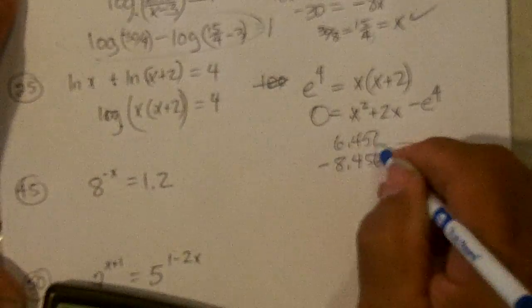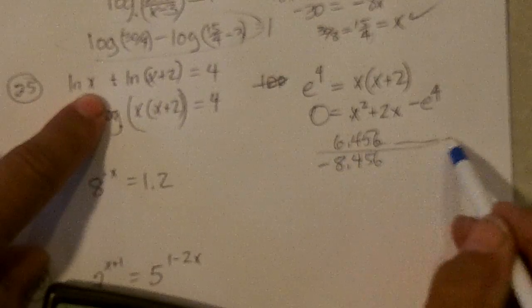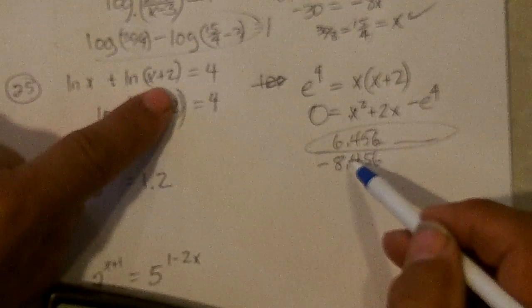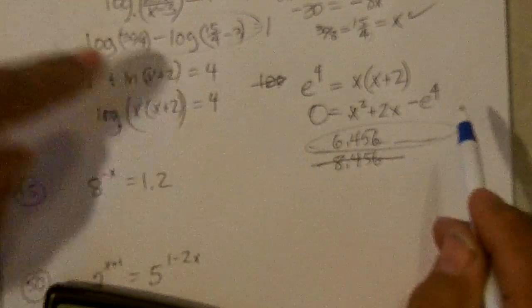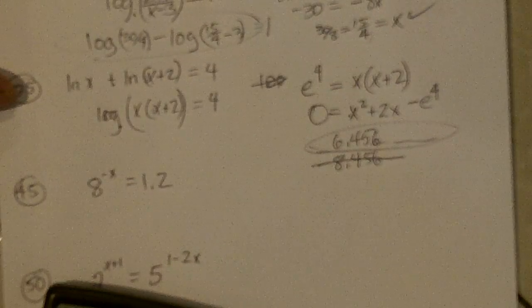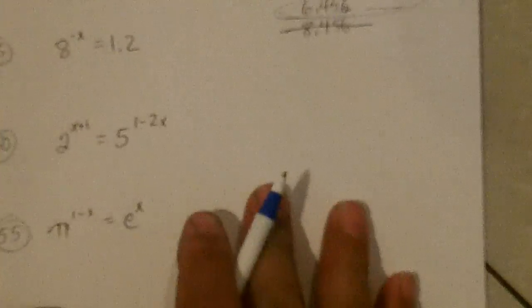And ln x has to be positive, so it could be that. And 2 plus that would still be positive, so we can use that one, can't use the other one. And you can plug that in and check. Should work. Okay? 45.